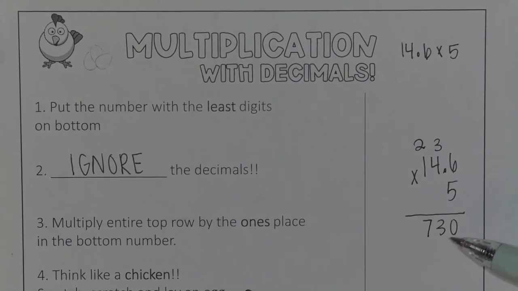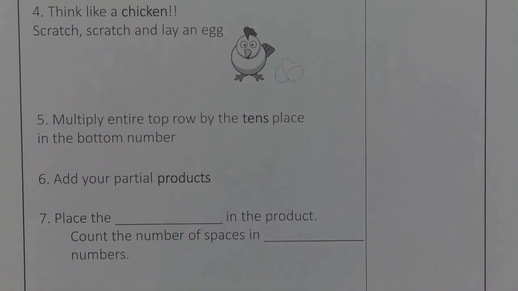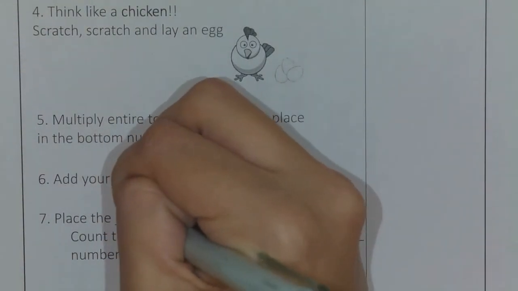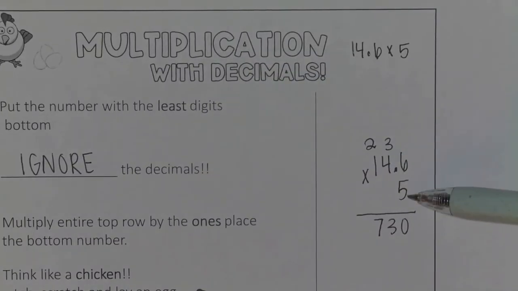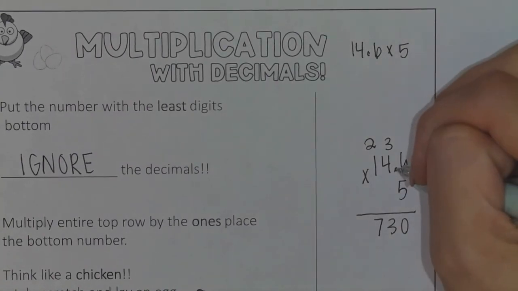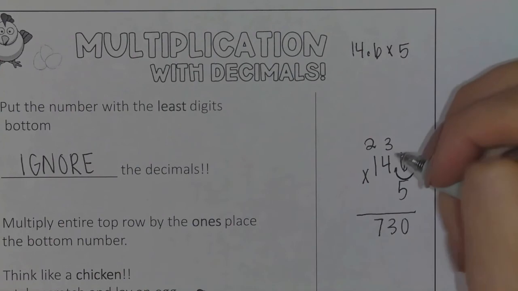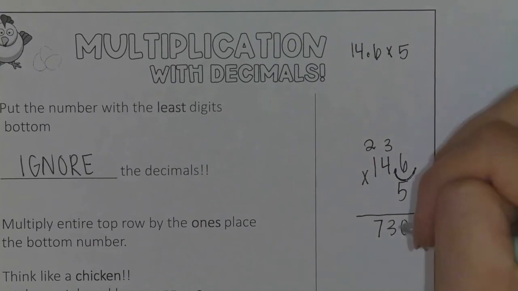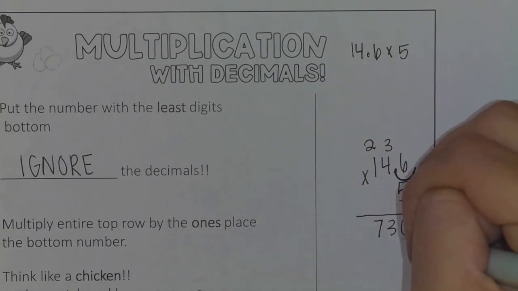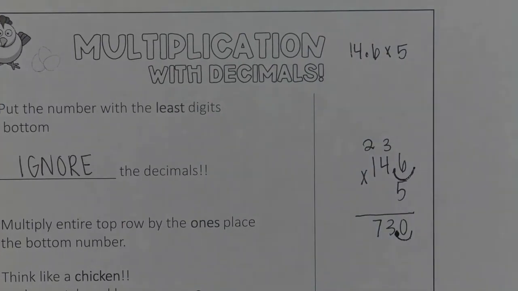I've completely multiplied everything. So my last step, since I ignored the decimal, is now I have to go place the decimal in the product, right? Because 14 and 6/10 times 5, for the number 730, that answer is way too big. So I've got to bring the decimal back into place. And here's how we do that. I need to count how many place value spots to move the decimal. So in 14 and 6/10, I have moved that decimal 1 place value spot. So in my answer and my product, I also need to move it 1 place value spot.